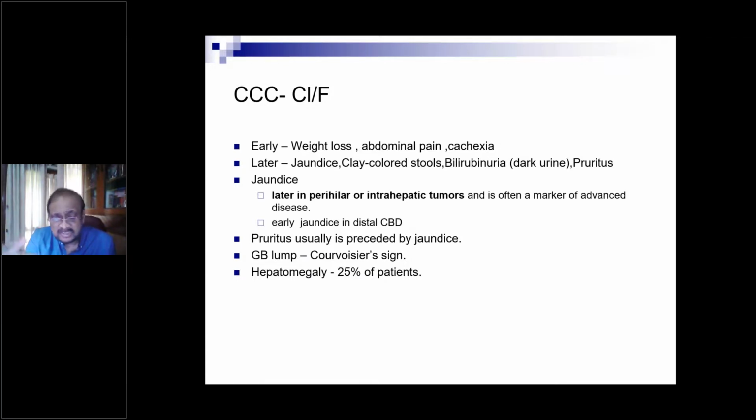Early jaundice in distal CBD cholangiocarcinoma is the redeeming feature. Pruritus is usually preceded by jaundice. You can have a gallbladder lump, which is known as the Courvoisier sign. We just talked about the law, and hepatomegaly in 25% of these patients.